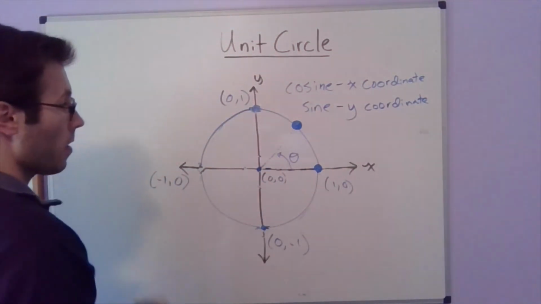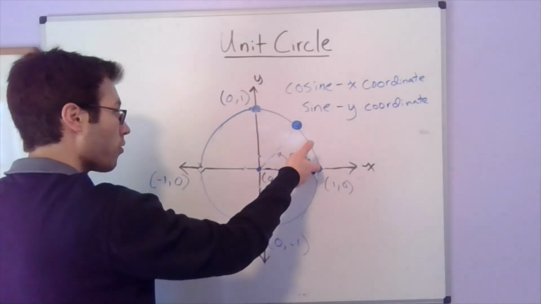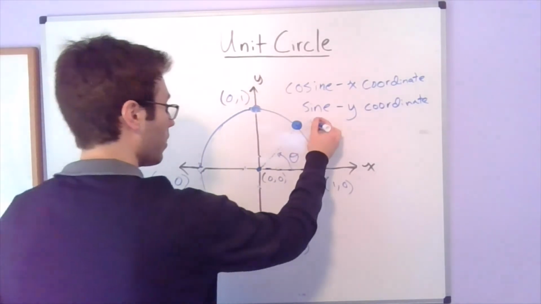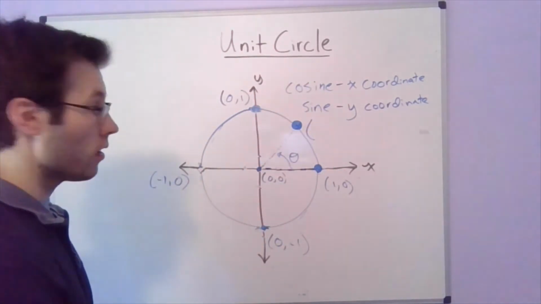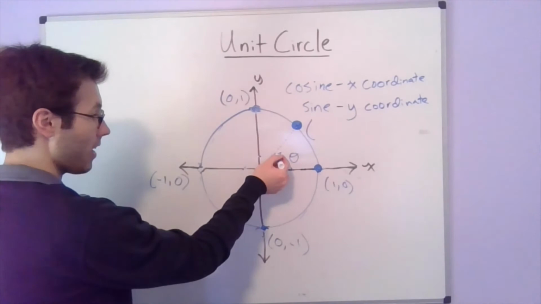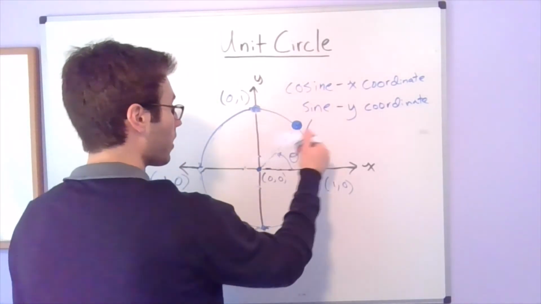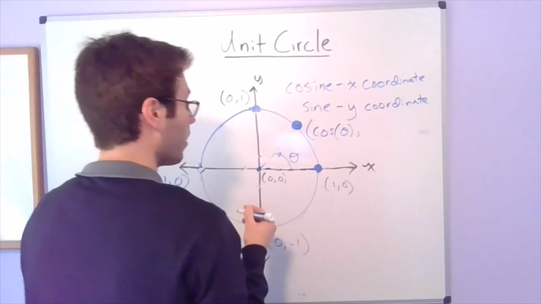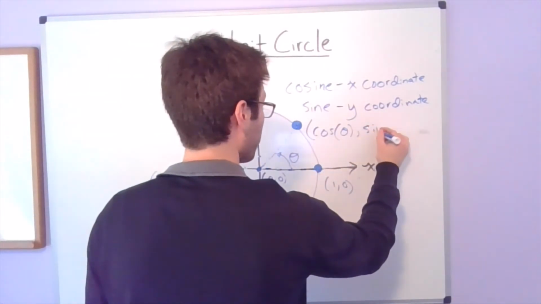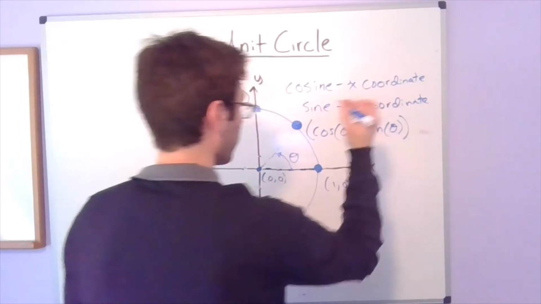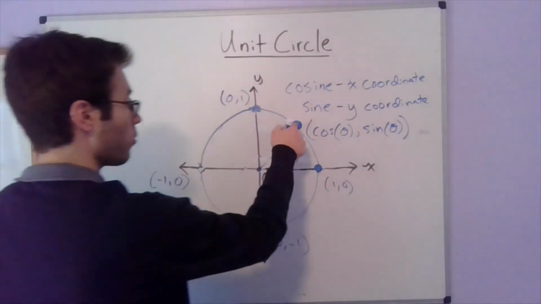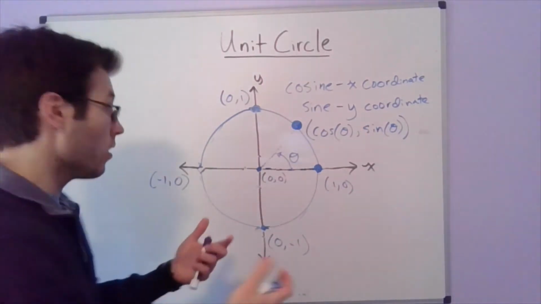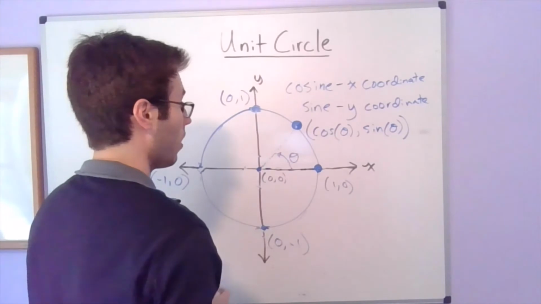Now, when we are looking at this value from here to here, what we define that point to be, when we talk about sine and cosine, if this angle is theta, this point literally is going to be defined as cosine of theta, comma, sine of theta. So this point right here would be cosine theta, sine theta. From this idea, this is how we define cosine and sine.